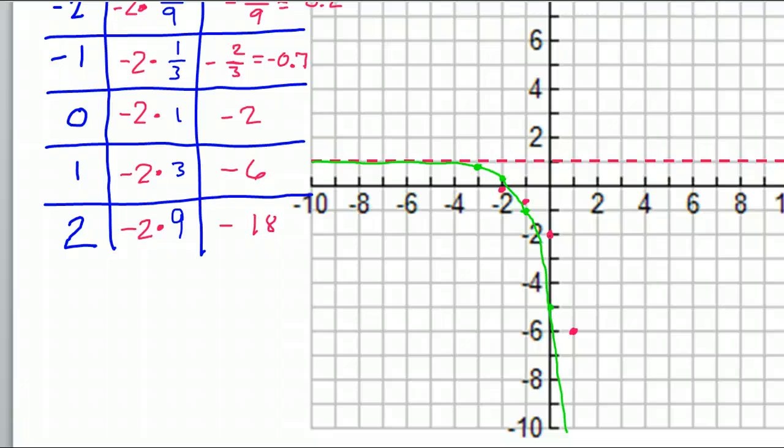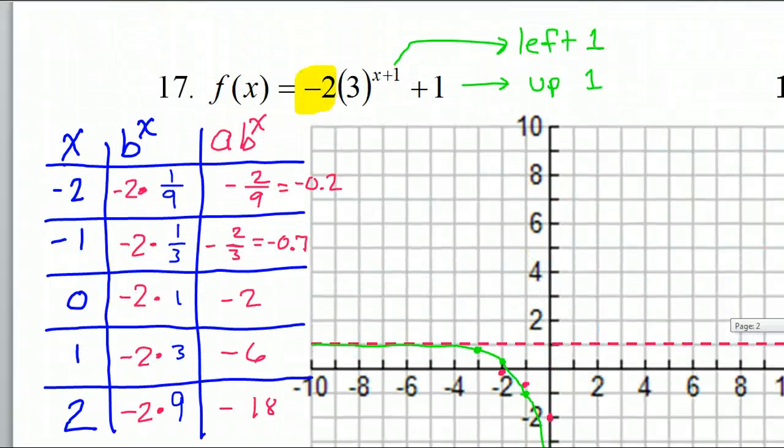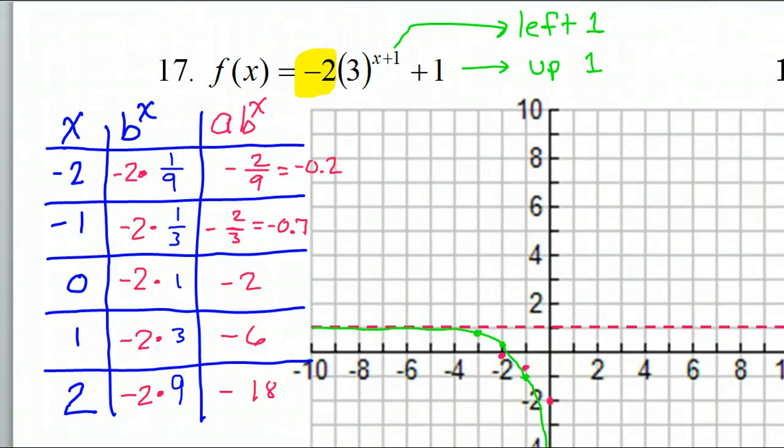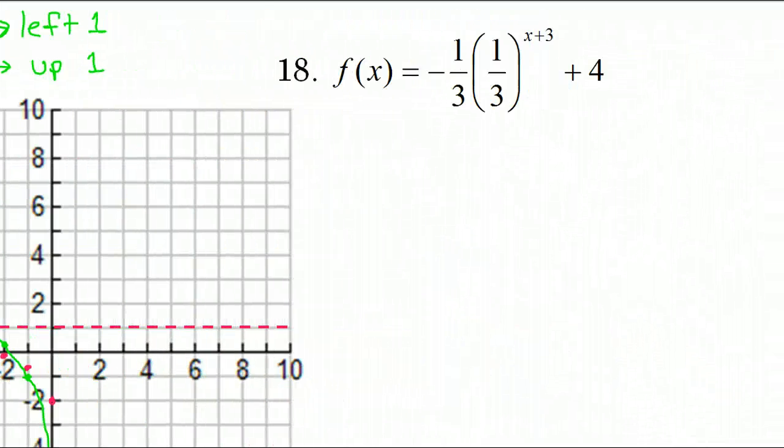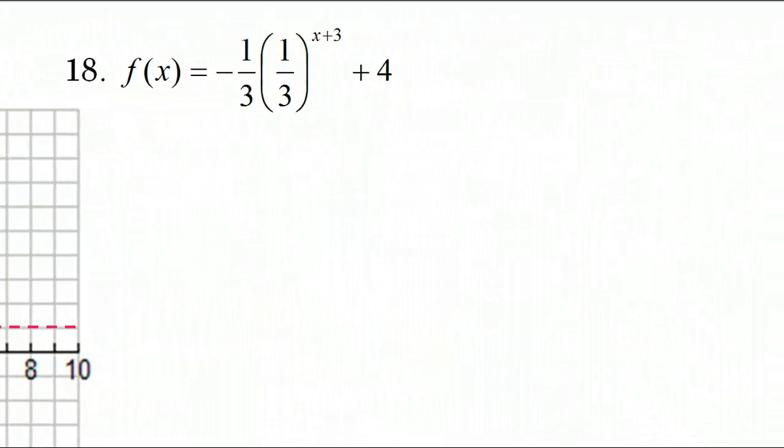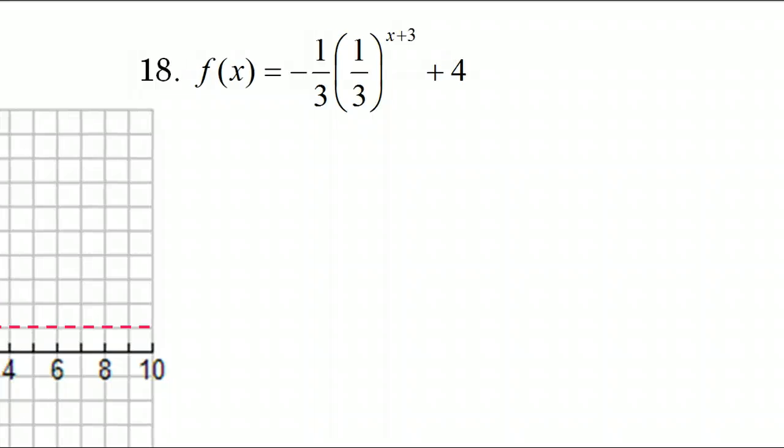Okay, so that was number 17. Last one, I think this is the last one. Number 18. One more again. Once again, you see that we have an A value. Anytime we have an A value, this extra number in the front of the base, plan on making a 3-column chart. Let's do that now.